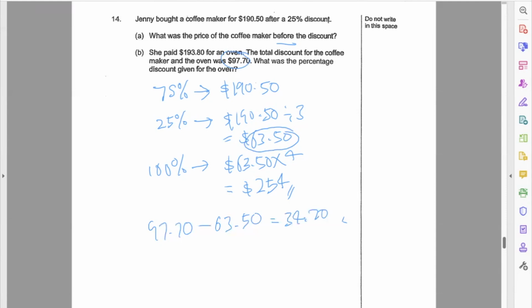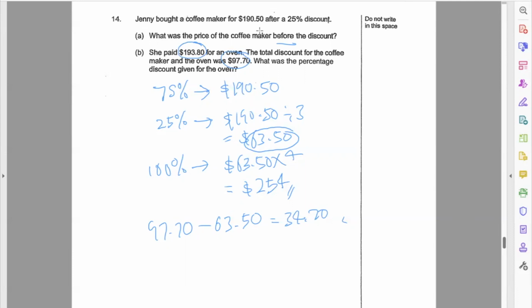Okay, let's continue. So $34.20 is the discount given to the oven. And $193.80 is the discounted price. How do I know it is a discounted price? It is the discounted price because when the question says that Jenny has paid, the amount you paid is surely the discounted price, if there's a discount. All right. So $193.80 is the discounted price.